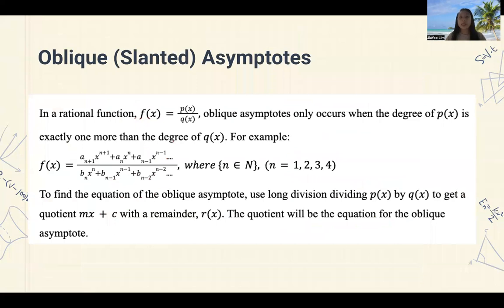Lastly, this is the oblique asymptote, which is also known as the slanted asymptote. It can only occur when the degree of the numerator is exactly 1 more than the degree of the denominator. To find the equation of the oblique asymptote, we use the long division method, dividing the numerator by the denominator to obtain the quotient, which is mx plus c, with a remainder r(x). The quotient will be the equation for the oblique asymptote.